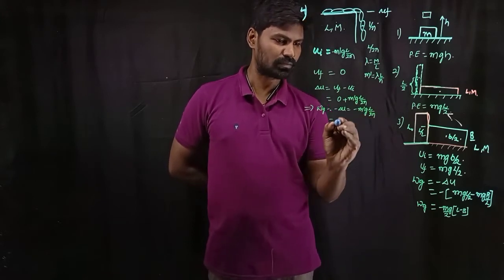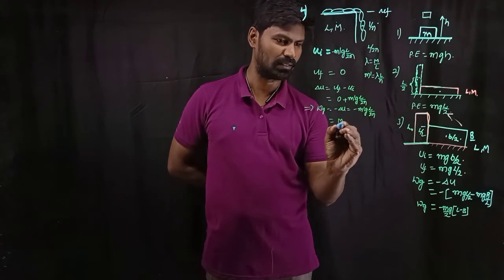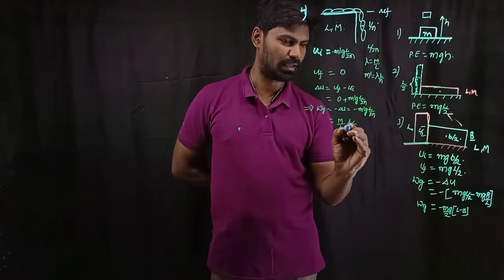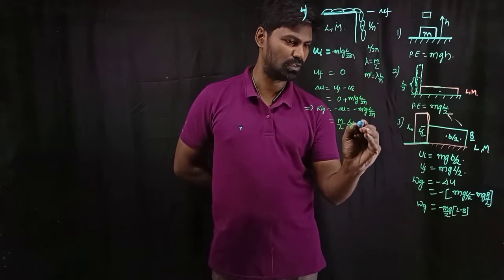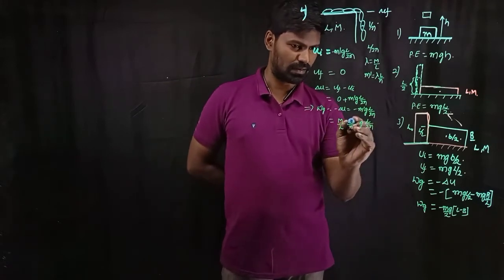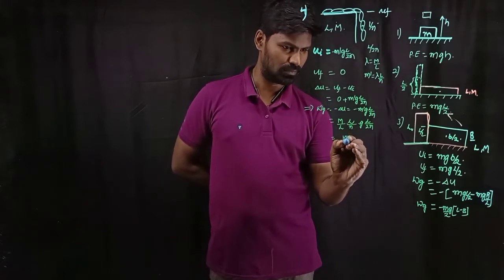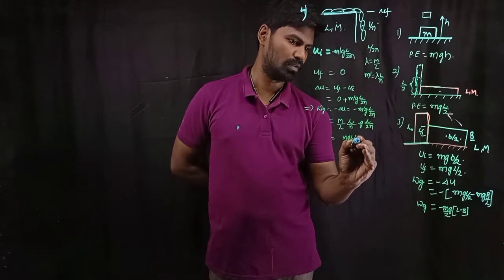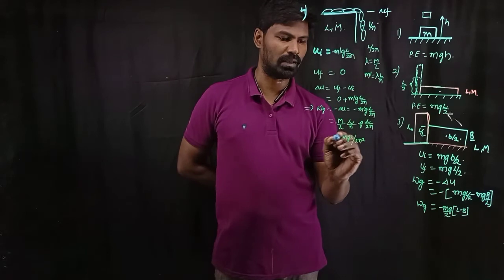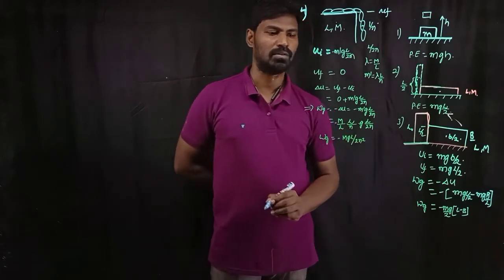This you can write as, what is m dash? Lambda L divided by n, where lambda is mass by length, M by L, into g into L divided by 2n. In this, the L's get cancelled, because of which you will be getting M g L divided by 2n squared. Here I forgot the minus sign. Work done by gravity is minus M g L divided by 2n squared.